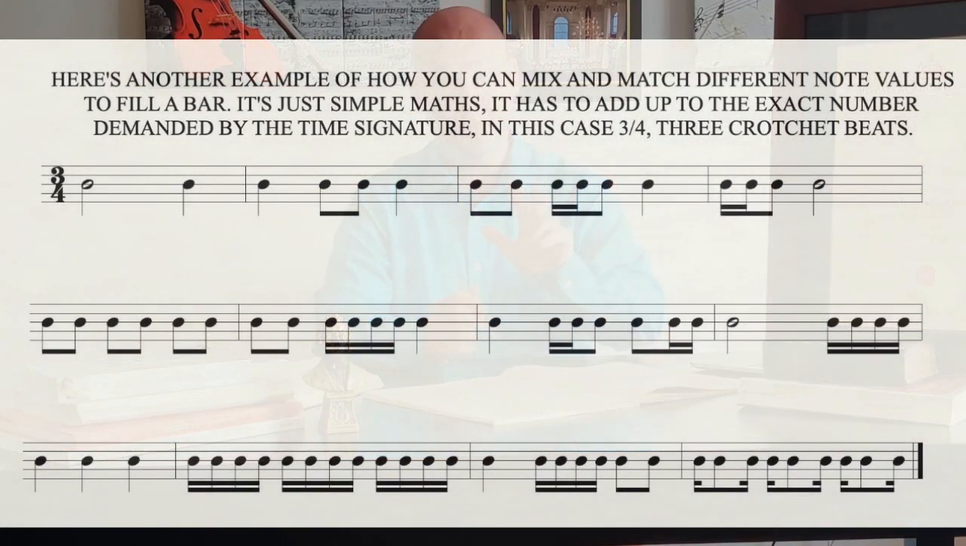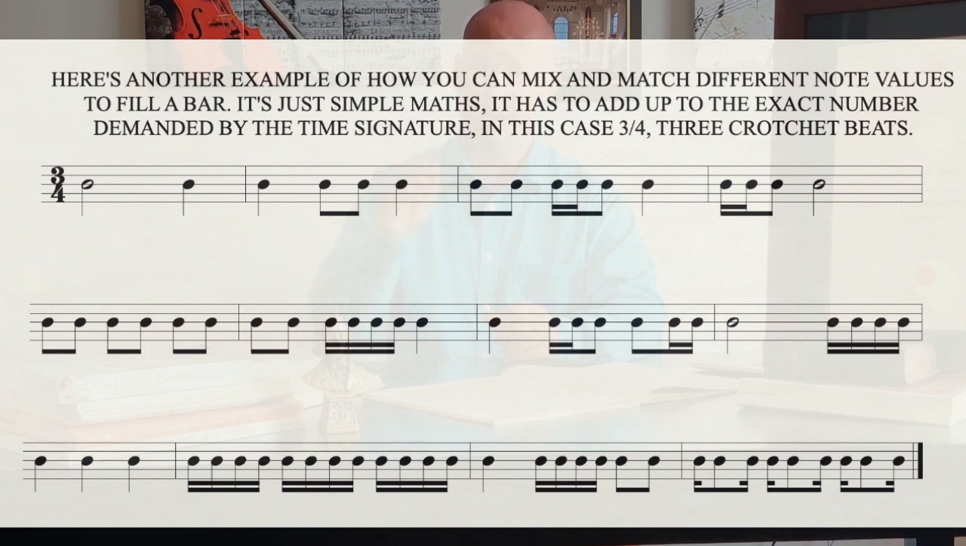Now we have another example. Let's work this one out. It's in 3/4, so it's a time signature of a waltz. We've got 3 crochet beats in a single bar. So it's 1, 2, 3.